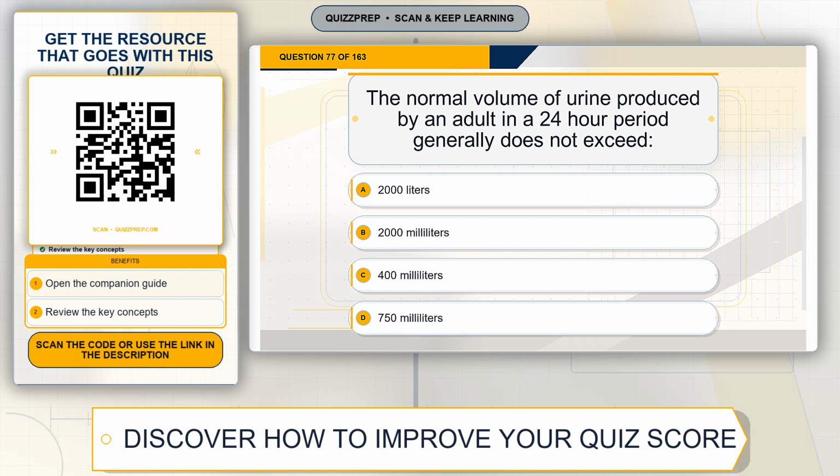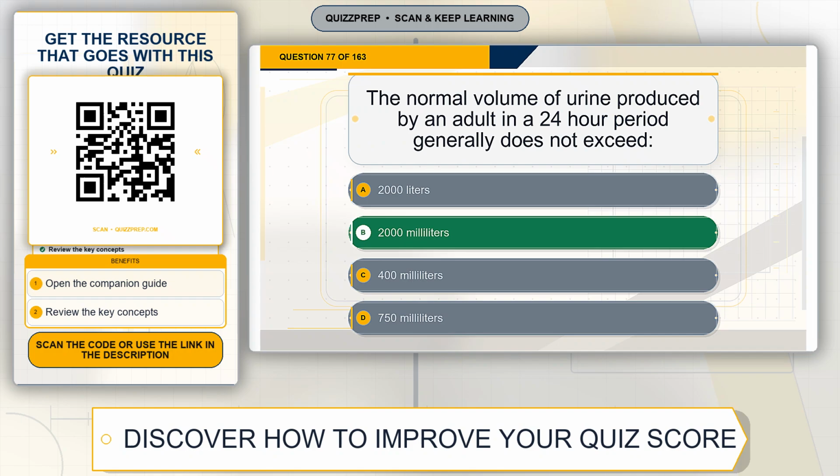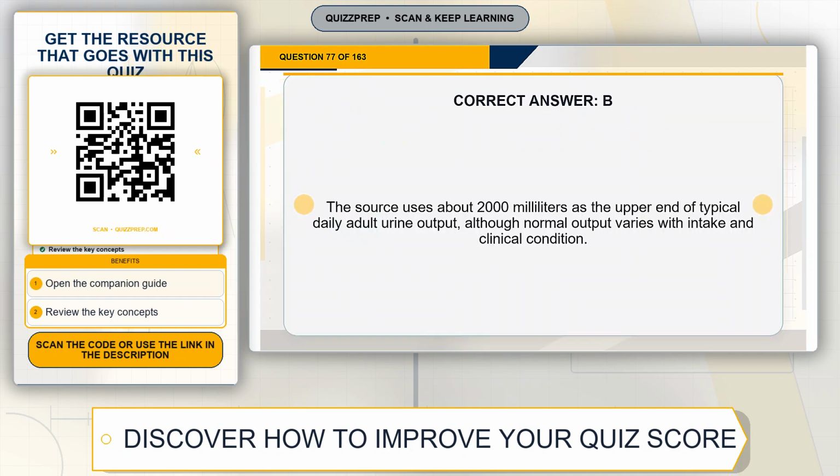Question 77. The normal volume of urine produced by an adult in a 24-hour period generally does not exceed: Option A, 2,000 liters. Option B, 2,000 milliliters. Option C, 400 milliliters. Option D, 750 milliliters. The correct answer is option B, 2,000 milliliters. Explanation. The source uses about 2,000 milliliters as the upper end of typical daily adult urine output, although normal output varies with intake and clinical condition.